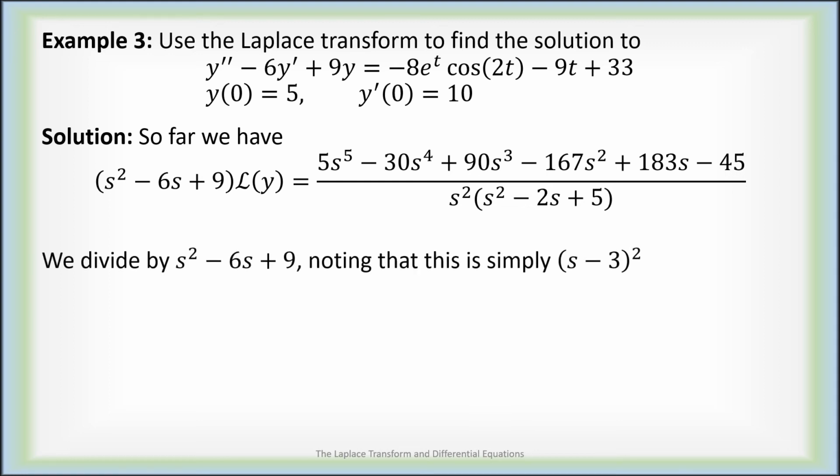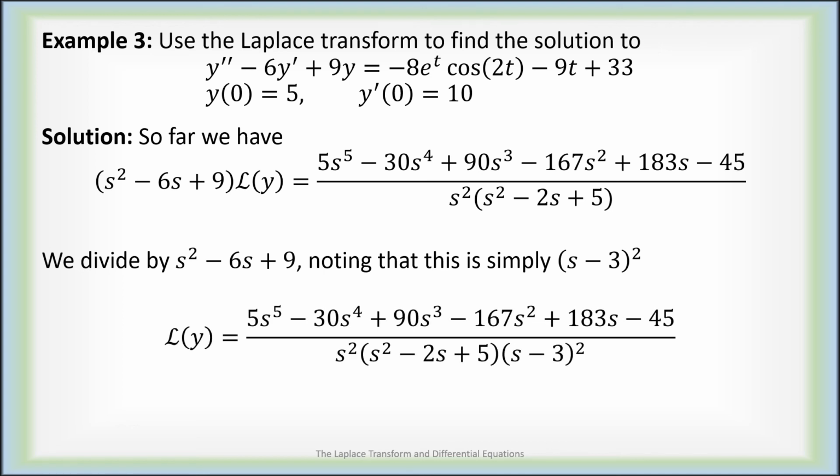Of course, the goal is to get the Laplace transform of y by itself. So we're going to divide by s squared minus 6s plus 9, which is just (s minus 3) squared, as many of you have probably already pointed out. And therefore, we end up with the Laplace transform of y is this enormous numerator over (s squared minus 2s plus 5)(s minus 3) squared.